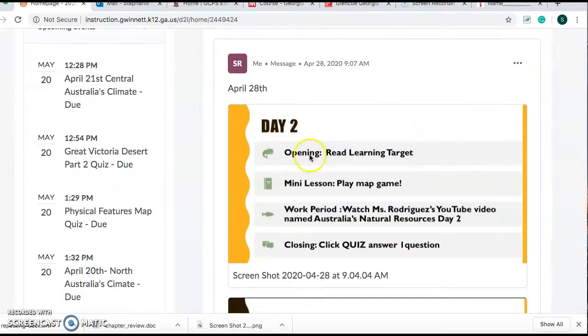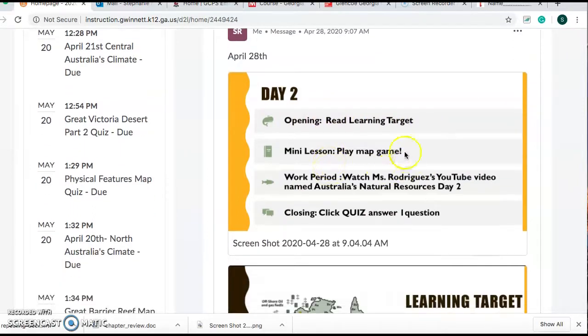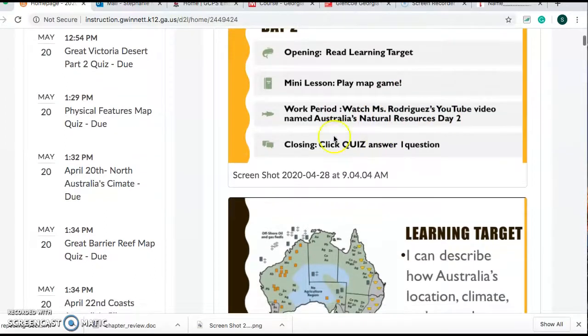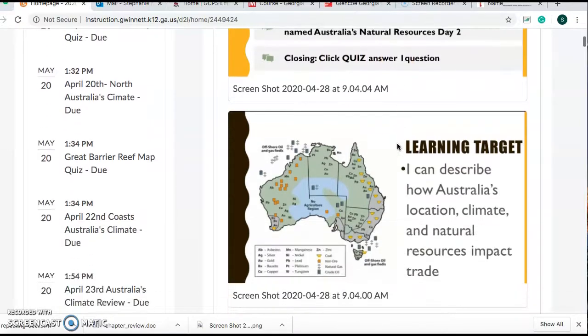For our opening, we're going to be reading our learning target, and then our mini lesson, you should play your daily map games. For your work period, we're going to continue with learning about Australia's natural resources. And for our closing, you're going to take a one-question quiz. So let's read our learning target. I can describe how Australia's location, climate, and natural resources impact trade.